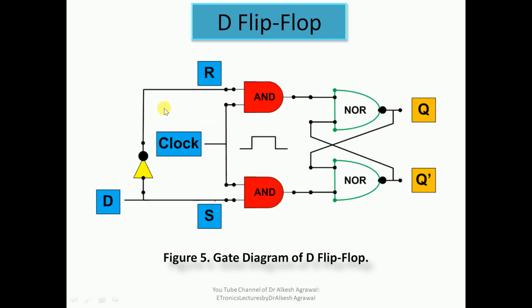But what is important to see over here is that S and R are shorted through this inverter to generate the D flip-flop. So you can understand that D is a modified version of SR, where the condition S equal to 1 and R equal to 1 will never be generated.